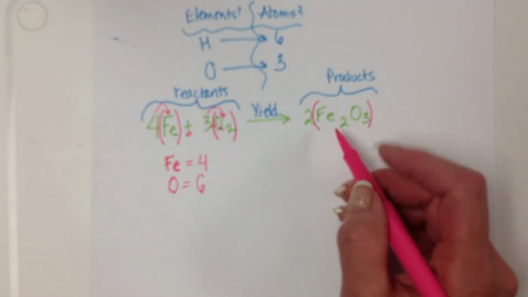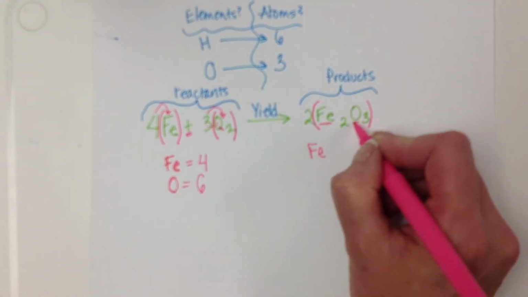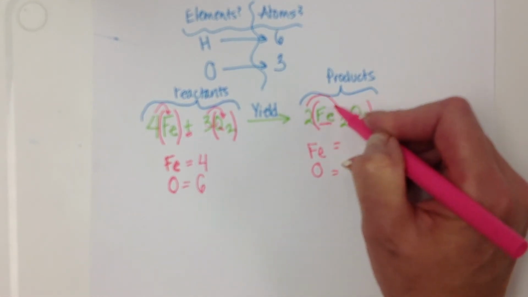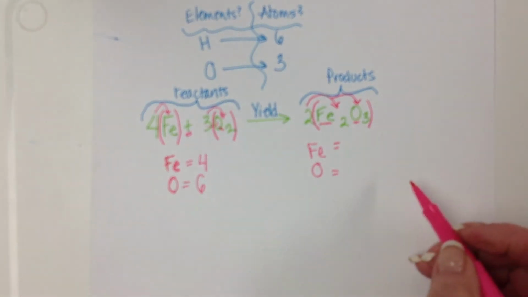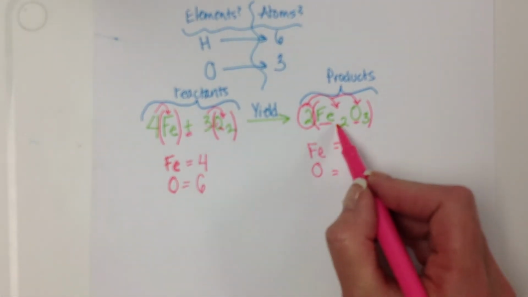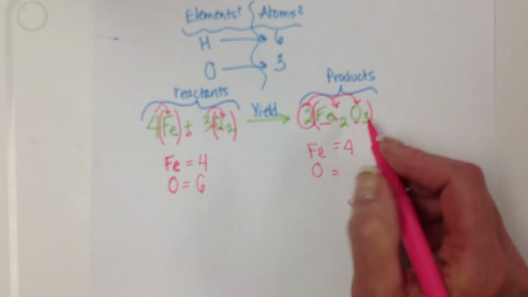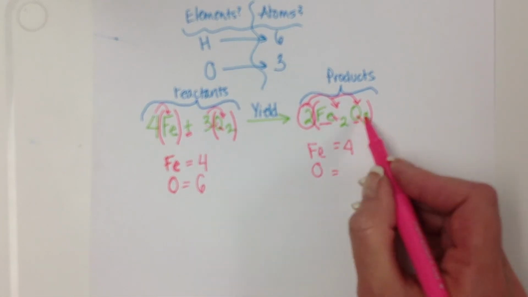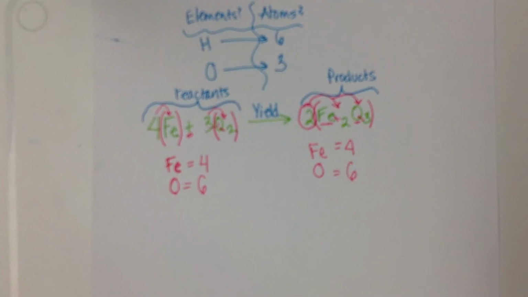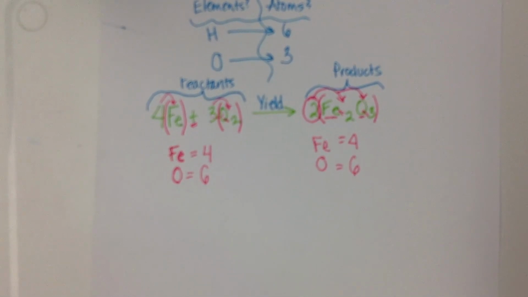And on the product side, we're going to list our elements again. Okay, so we have 2 times whatever's in here already, because that's what our coefficient is telling us to do, right? So 2 times 2Fe makes 4Fe. And here we had 3 oxygen. 2 times those 3 gives us 6 oxygen. So that's how you would work with coefficients and subscripts in a chemical reaction.